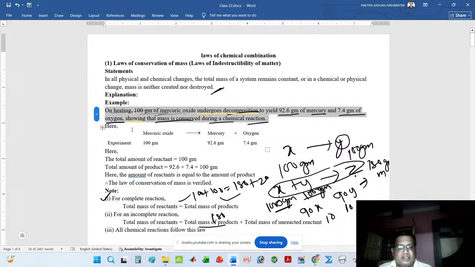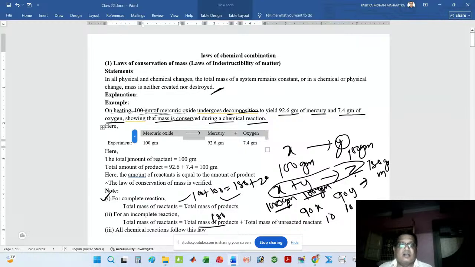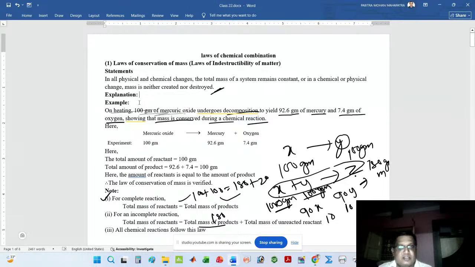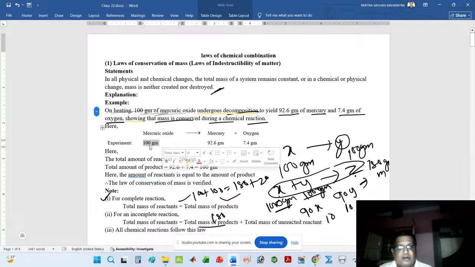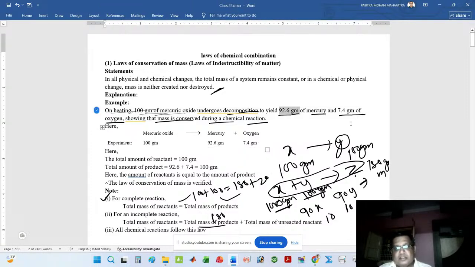Here I can say that mercury oxide undergoes reaction and gives mercury plus oxygen. Now experimentally, 100 gram of mercury oxide is given. So I have written 100 gram. Next, what amount of mercury? That is 92.6 gram. What amount of oxygen? That is 7.4 gram.